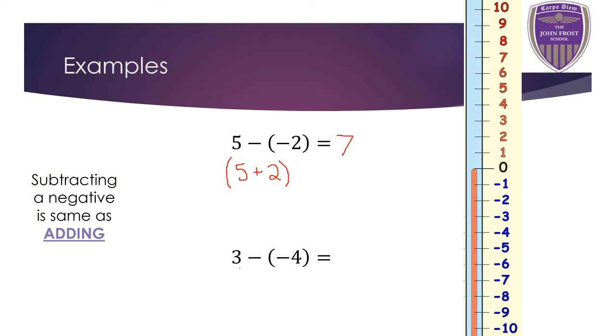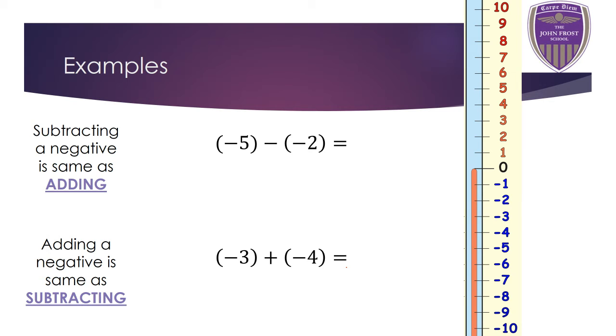Bottom one down here, we've got 3 take away minus 4. Again, we're subtracting a negative. So all we're actually going to ask ourselves is, what is 3 plus 4? So that means 3 take away minus 4, the answer is 7 again, okay? So look at another set of examples.